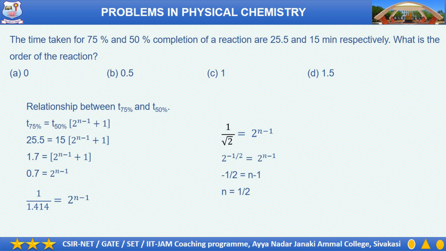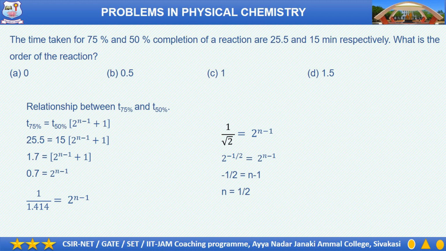25.5 divided by 15 is equal to 2 power n minus 1 plus 1. 25.5 by 15 is equal to how much? Tell me. 1.7. Okay. Then bring the one to the other side. Now your relationship is 2 power n minus 1 is equal to 0.7, is it not?